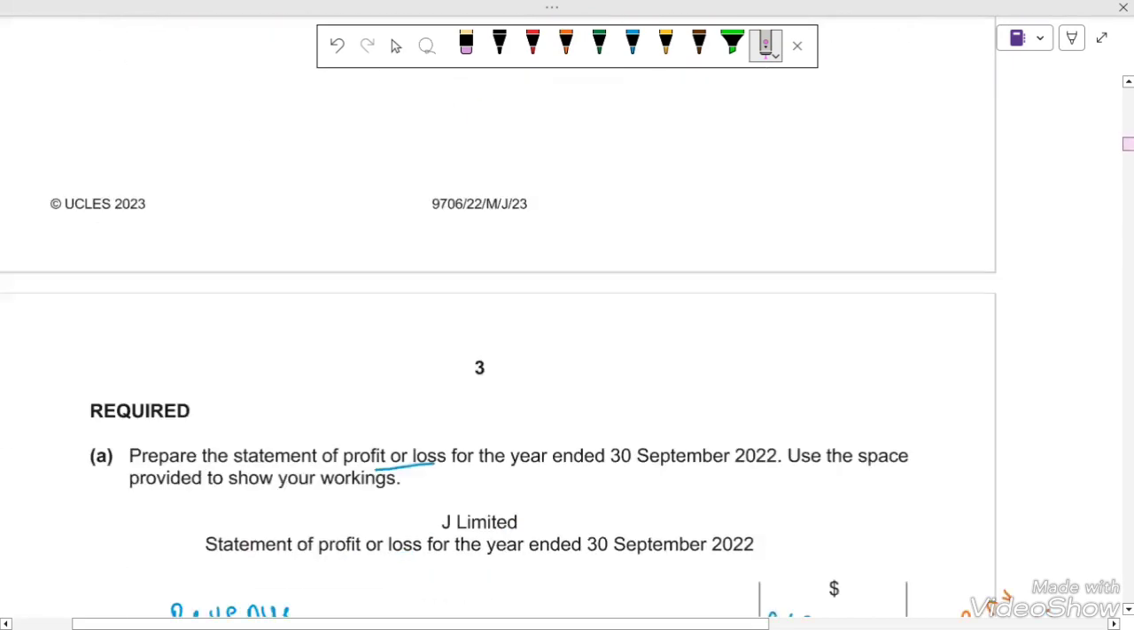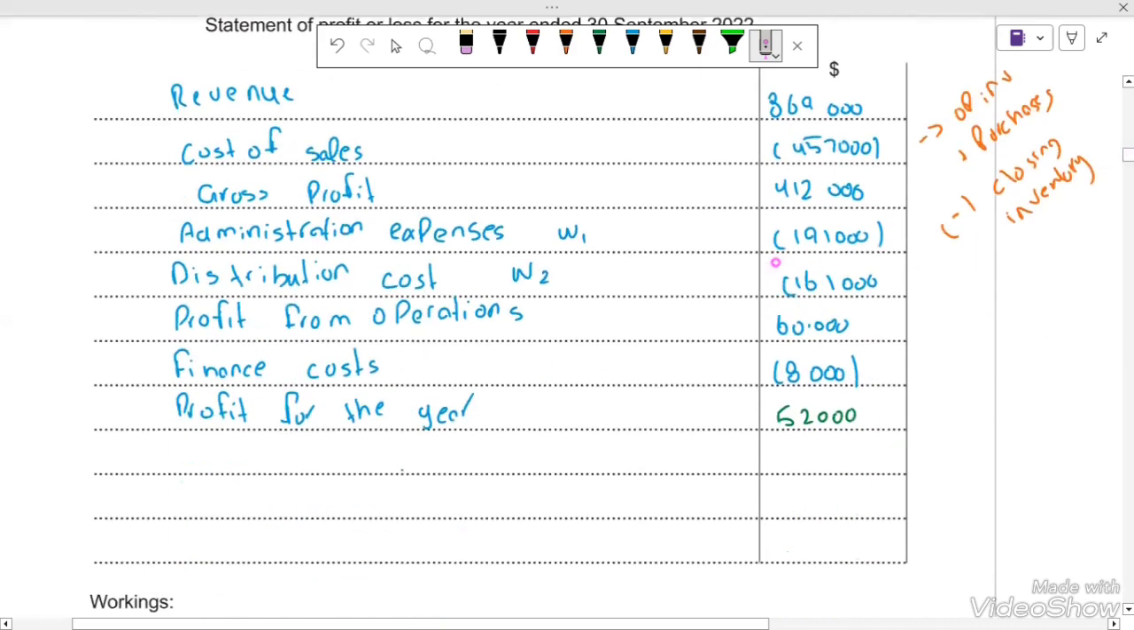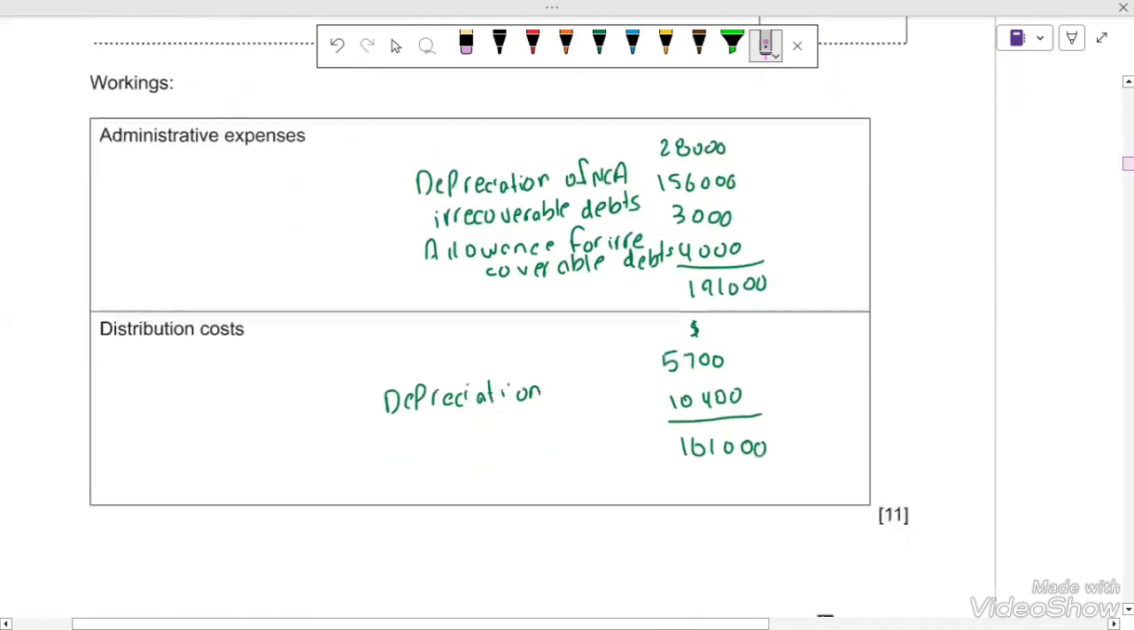Okay, so after that, we have distribution cost. In distribution cost, you have seen that there is some working left for the administration expenses. So let's go to that. There are irrecoverable debts also, which is $3,000. We have seen this in the trial balance.